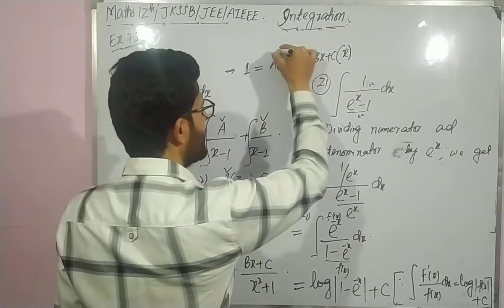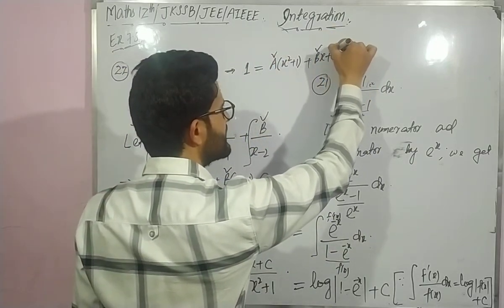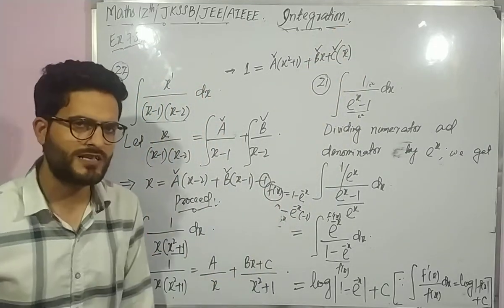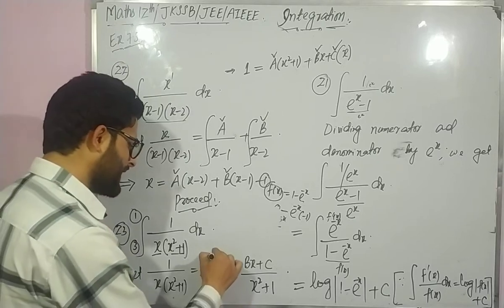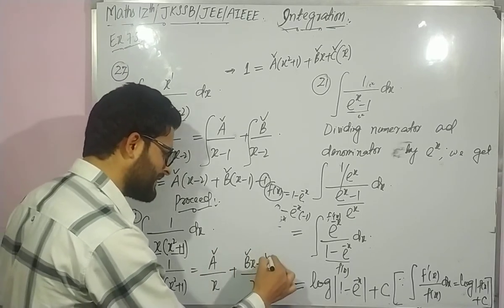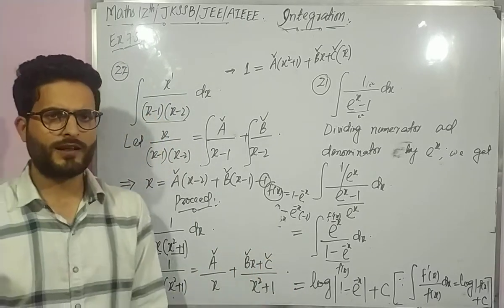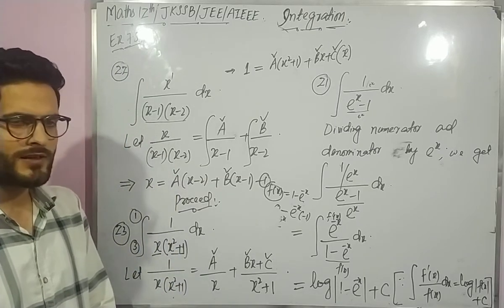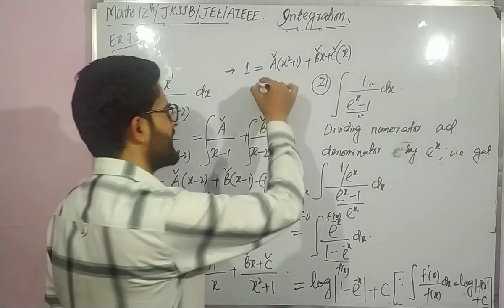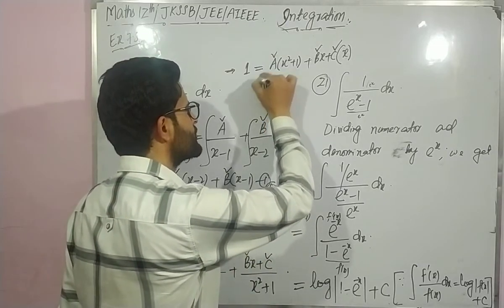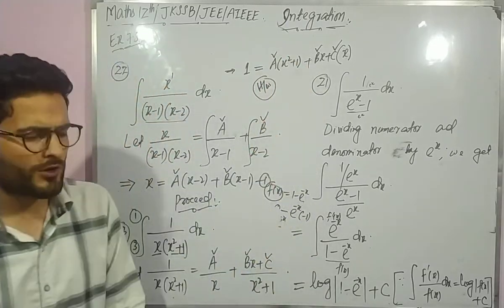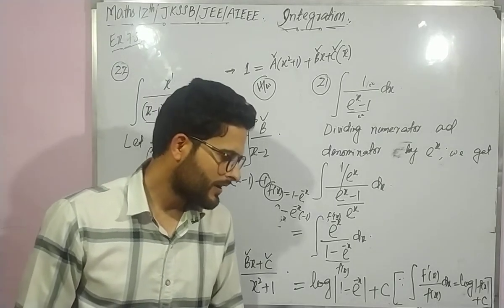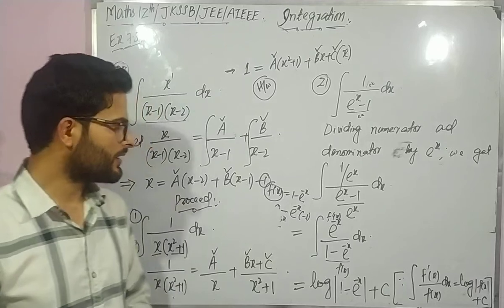Find the value of a, the value of b, and the value of c, either by substitution or by equating the coefficients on both sides. Put the value of a here, put the value of b here, put the value of c here, separate the integrals, and apply integration. You can easily find the result, and that is just homework for you. So you can proceed with this question to find its answer and match it with the options mentioned in question number 23.